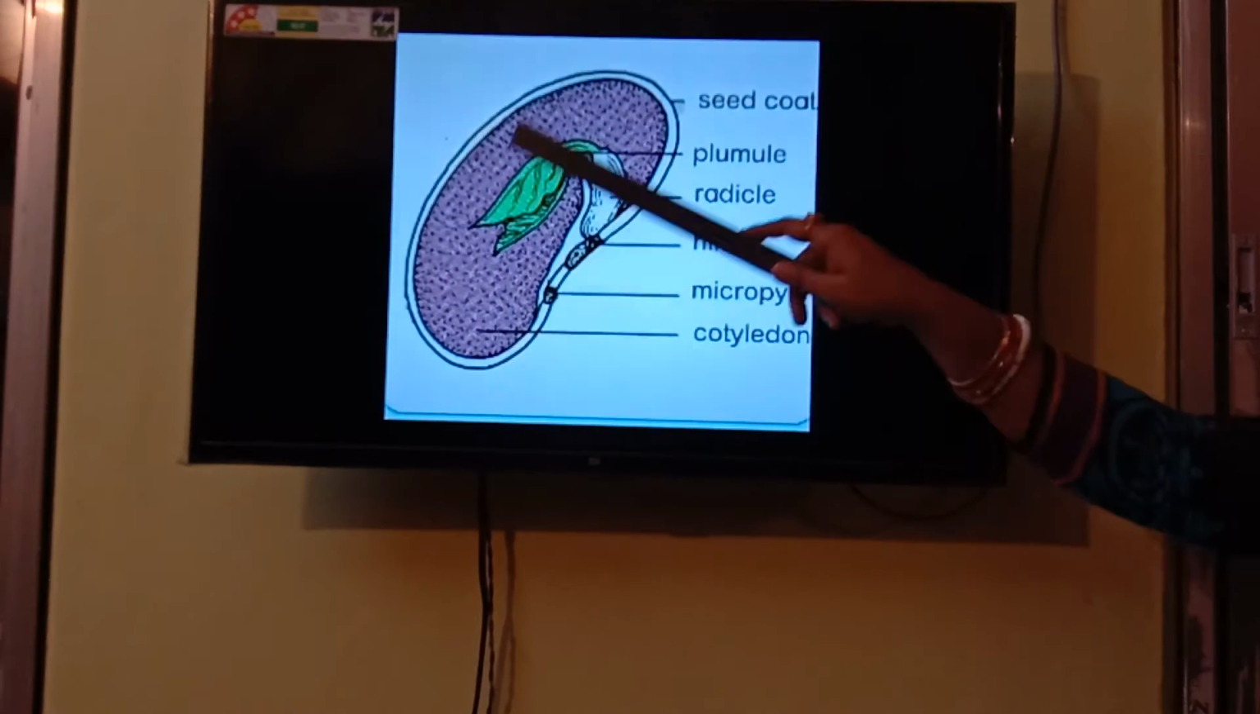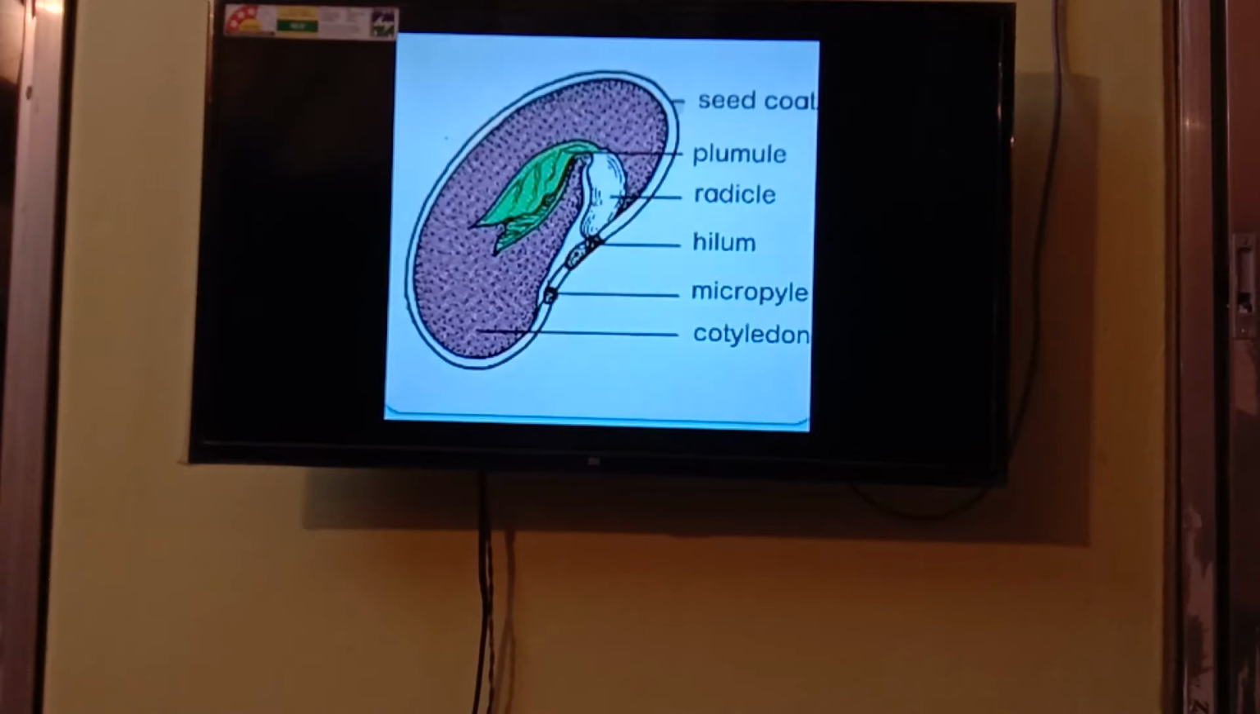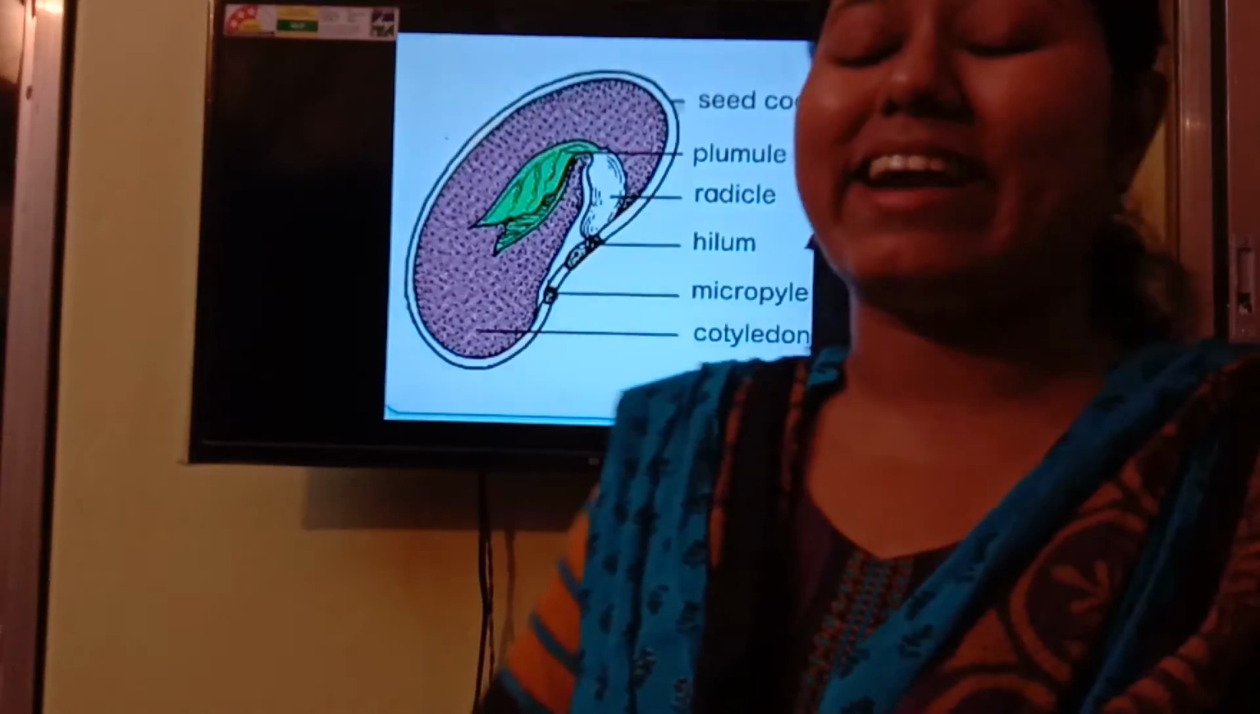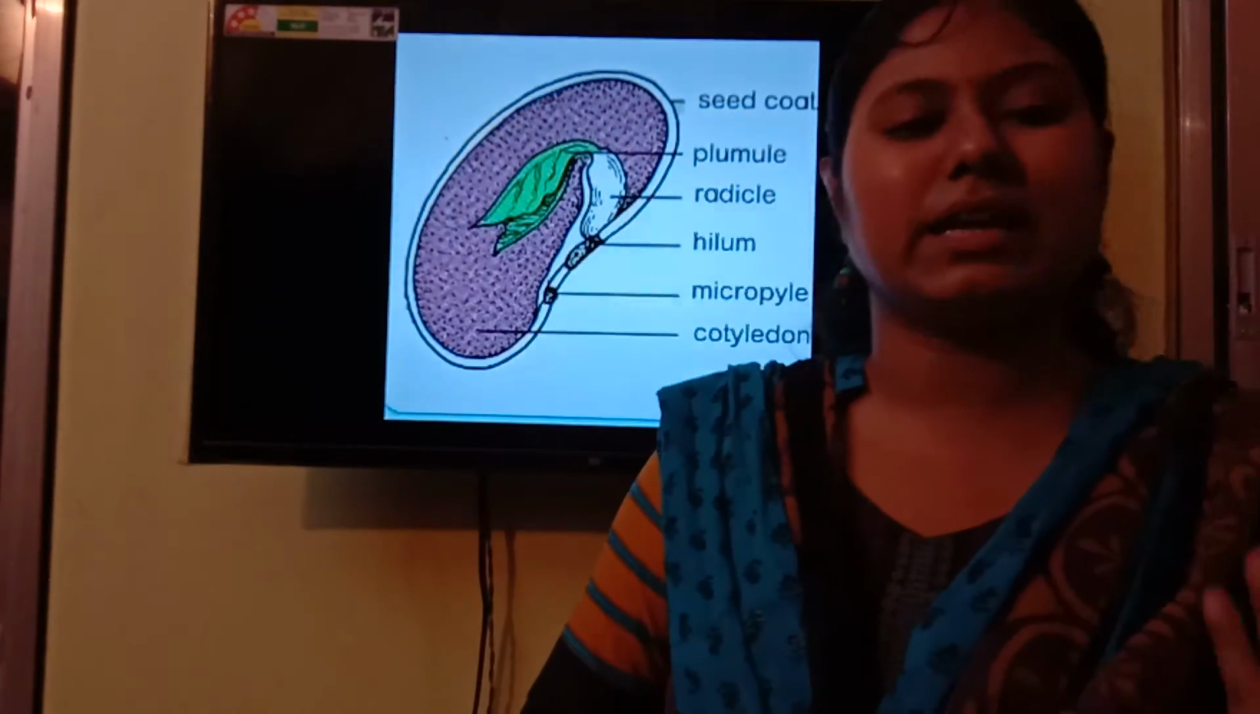Seed. This is the structure of the seed. Look at the picture, everyone. I already told this: the ripened ovule is transformed into seed. The seed has many parts, okay?